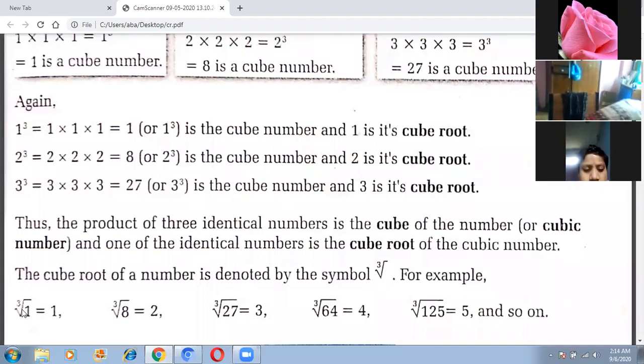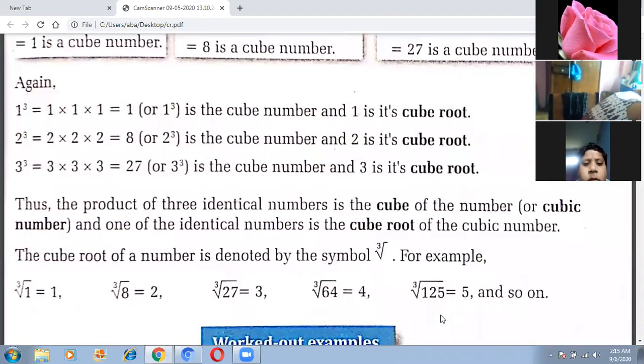Now cube root of 1 is 1. Cube root of 8 is 2. Cube root of 27 is 3. Cube root of 64 is 4. And cube root of 125 is 5 and so on.